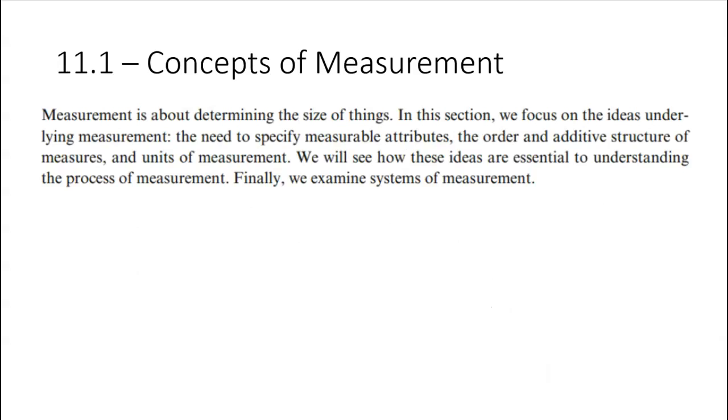So measurement is about determining the size of things. In this section, we're going to focus on the ideas underlying measurement. So why do we need to specify measurement attributes, the order and additive structure of measures, and then the actual units of measurement. And then we'll see how these ideas are essential to understanding the process of measurement. And then we'll examine the systems of measurement. Sometimes when we're teaching in the classroom, we may just jump to, okay, these are the systems of measurement, but it's really important that we have a clear understanding.